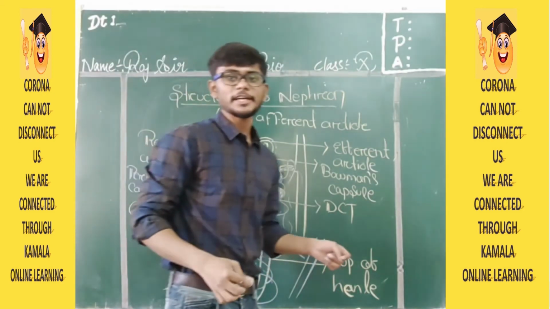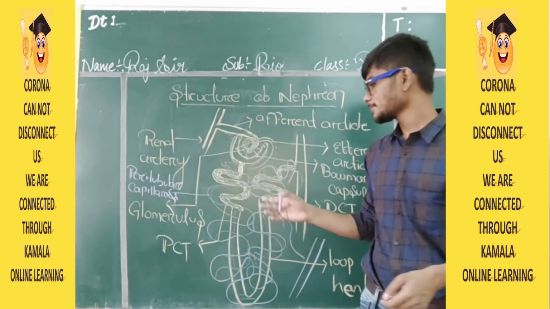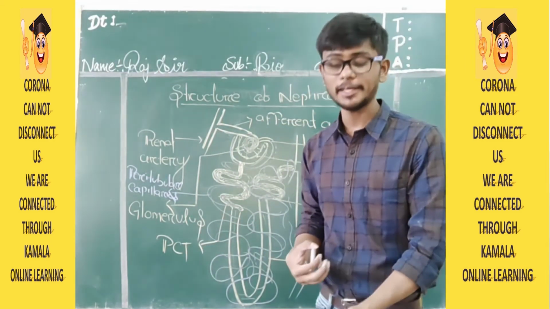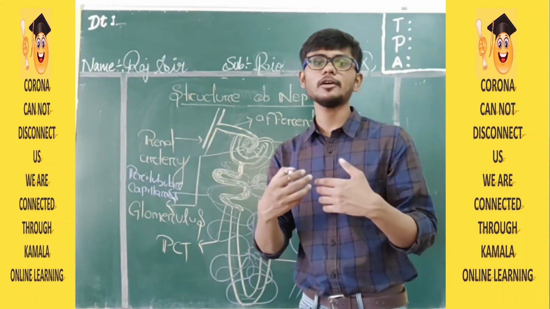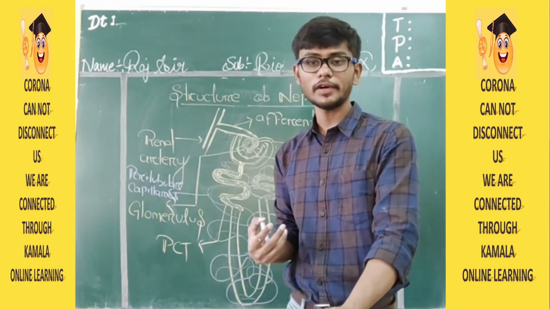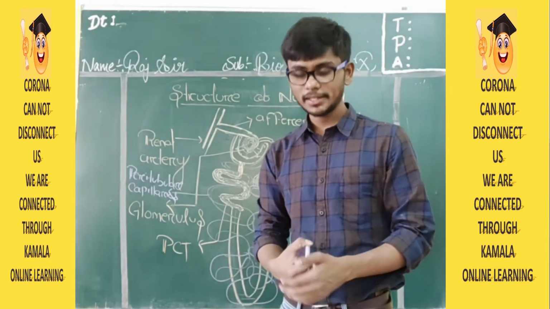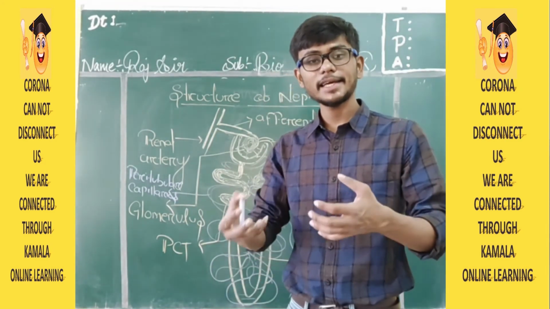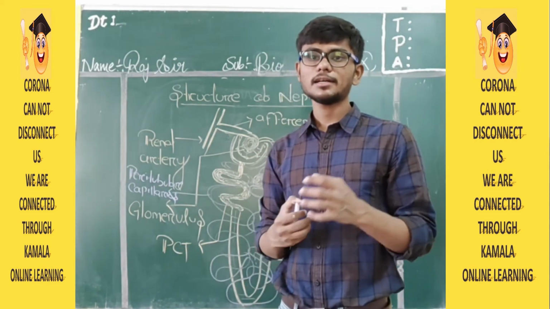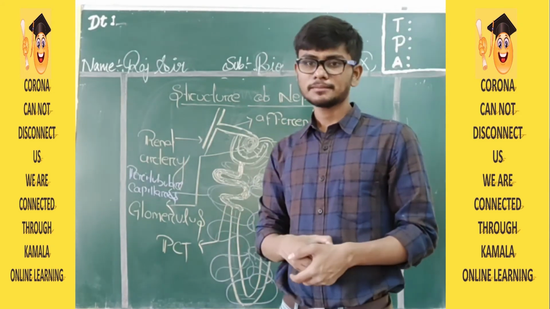Why are these peritubular capillaries situated there? These peritubular capillaries will absorb whatever good materials were transferred into the tubules. Suppose some substances which are needed by the body were filtered. During filtration, if they come to your tubules, then again they will be reabsorbed by whom? By these peritubular capillaries.